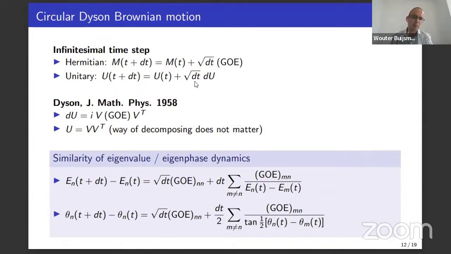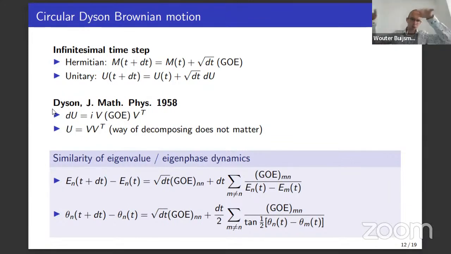What we do then is we add a small part dU, which is given, for extremely small dt, by a Gaussian orthogonal ensemble matrix times a factor i, with some transformation applied to it. And these matrices V are obtained from U at time t as U = V times V transpose. U is required to be unitary symmetric. You can make this decomposition in different ways, but they are all equivalent because of the basis invariance of the Gaussian orthogonal ensemble.